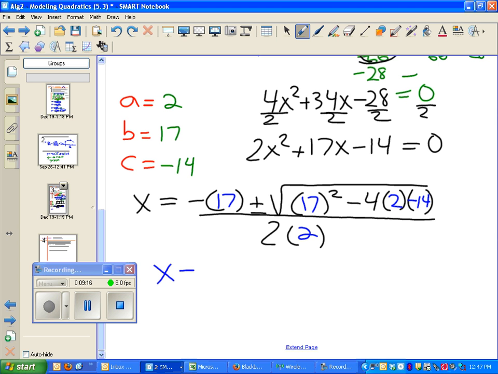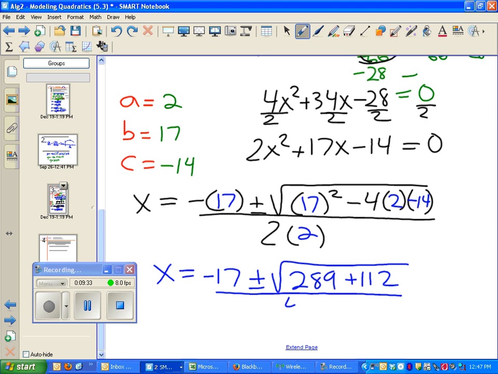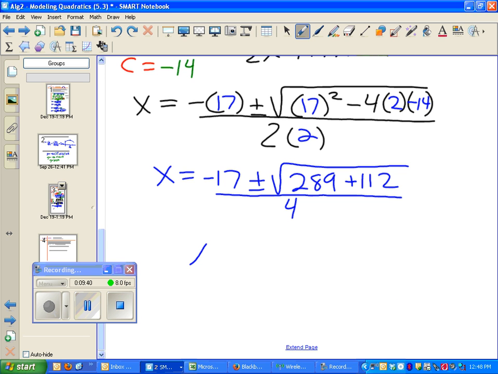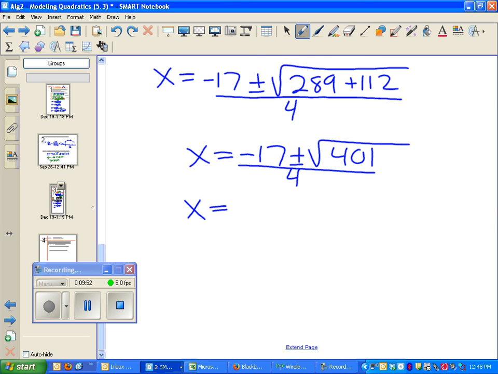All right, so I simplify that. I get negative 17 plus or minus the square root of 289. And then I have two negatives, so negative 4 times 2 is negative 8, and negative 8 times negative 14 is 112, and all that is divided by 4. And then when I simplify again, I get negative 17 plus or minus the square root of 401, all divided by 4.